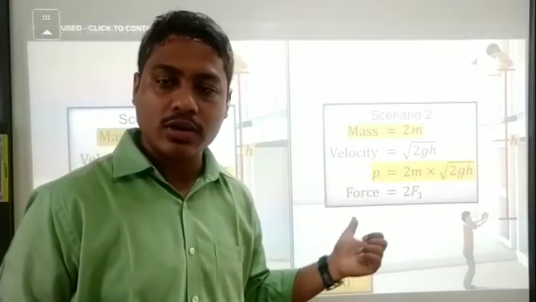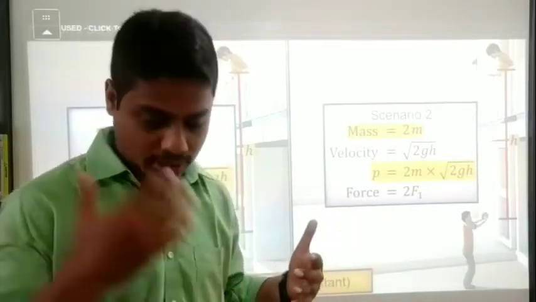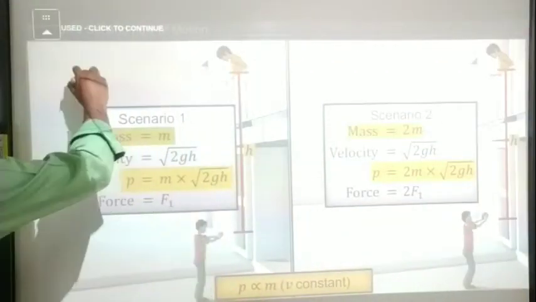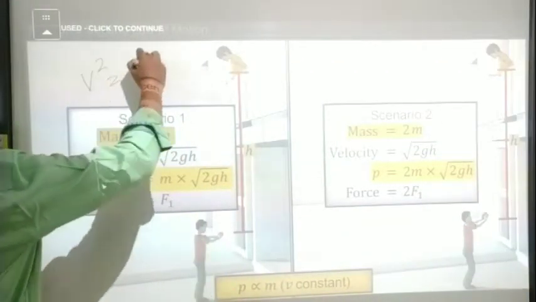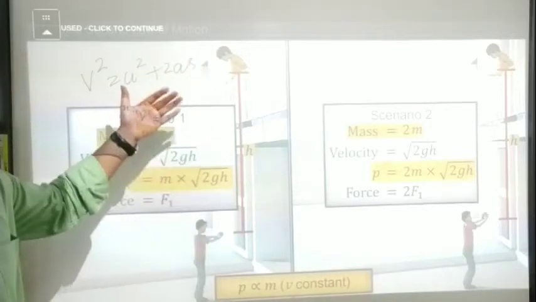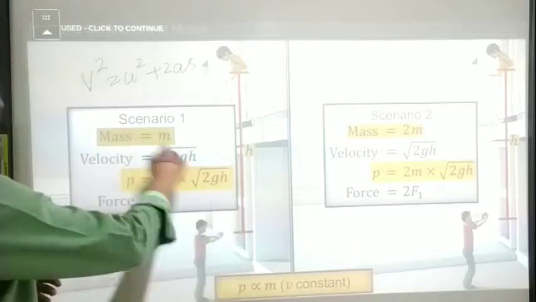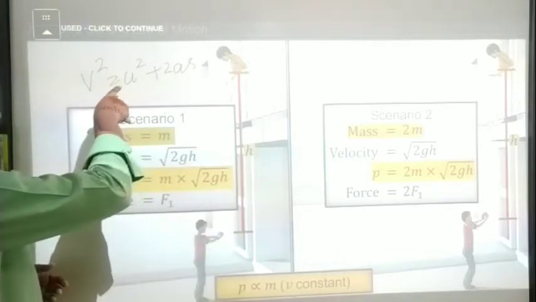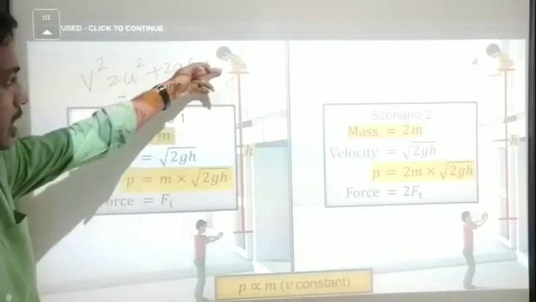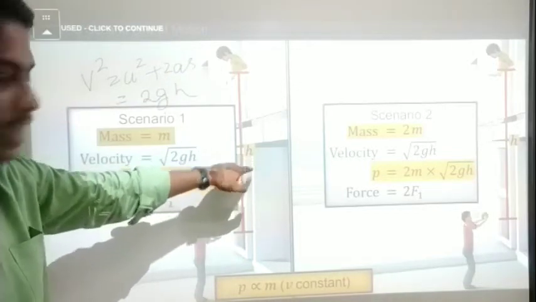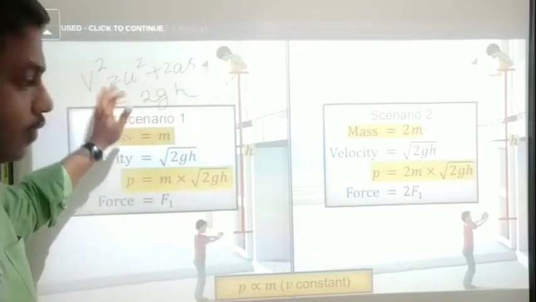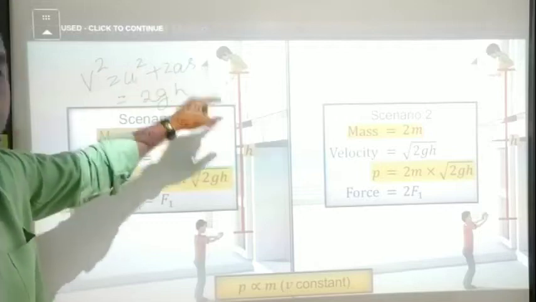If I calculate the velocity by using the third equation of motion, we have the formula v squared is equal to u squared plus 2as. But since it is acting under the action of gravity, the initial velocity will be 0, so it equals 2gh, because you can see the displacement is written as h. So v squared is equal to 2gh. So v will be equal to root over 2gh.